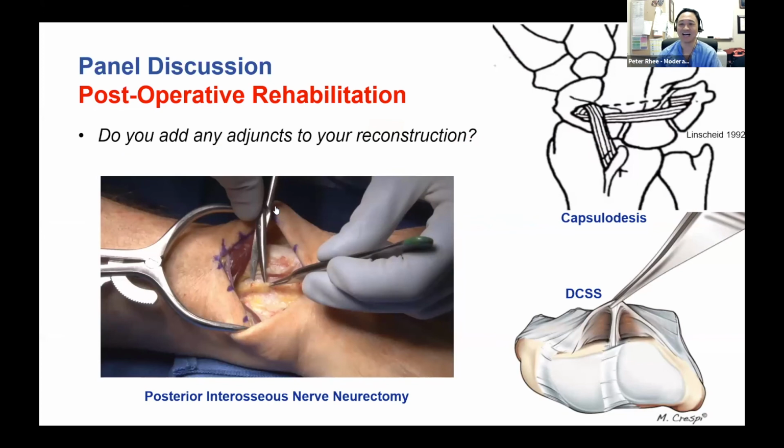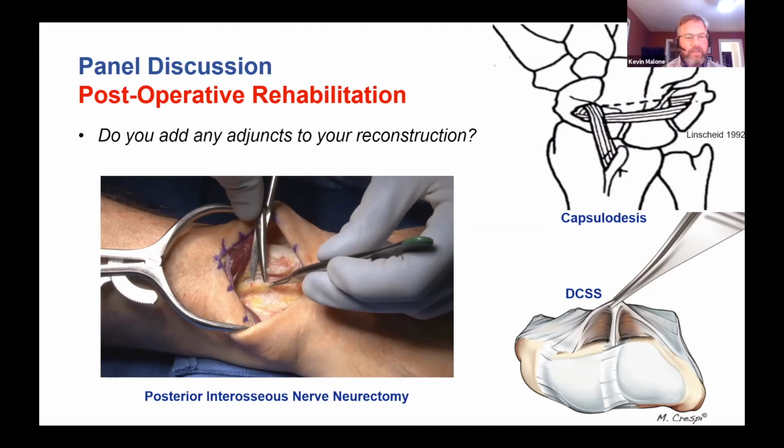But in this patient, I had done the 3LT, and before I show you the outcome of that, do you guys add any adjuncts to this type of reconstruction? For instance, doing a PIN neurectomy, in case they have chronic pain, or adding on top of it a capsulodesis, or putting a suture across to reconstruct the DCSS that I mentioned before. Do you guys do anything else at the time of your reconstruction?